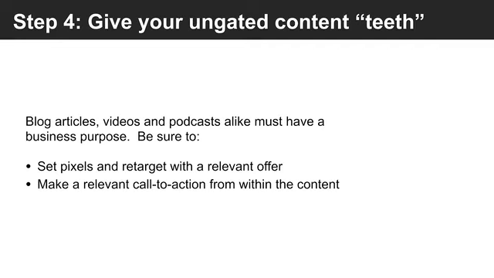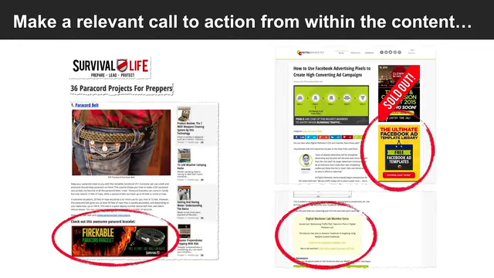And then the second thing is you want to make a relevant call to action from within the content, right? So make a relevant offer, whether it's more content or literally something to buy or opt into from within the content. So here's what this looks like. On the left is one of our properties called Survival Life. We're talking about 36 paracord projects for preppers. And then we have a paracord bracelet available at the bottom there, as an offer from within that content. It's almost like a billboard hanging inside of this article.